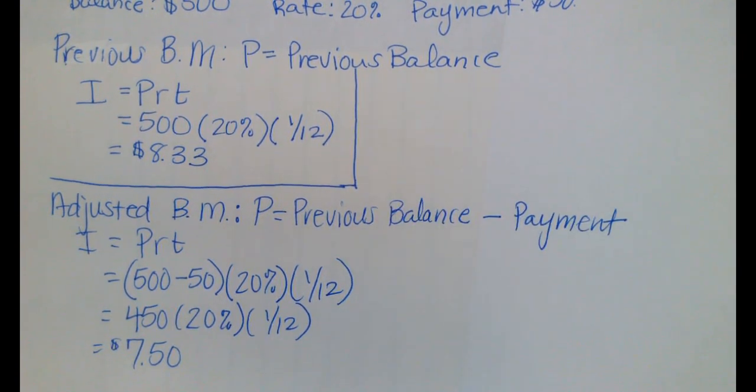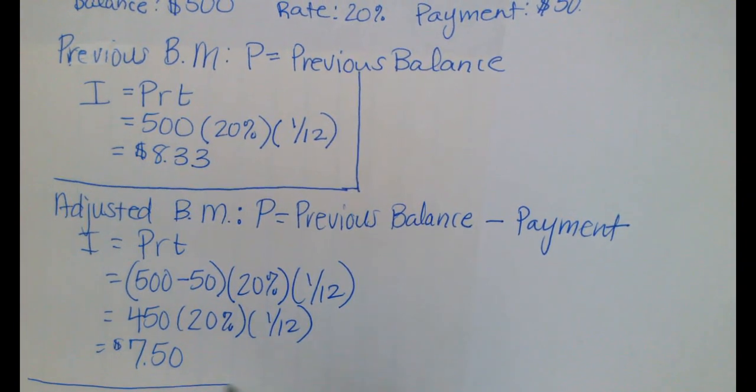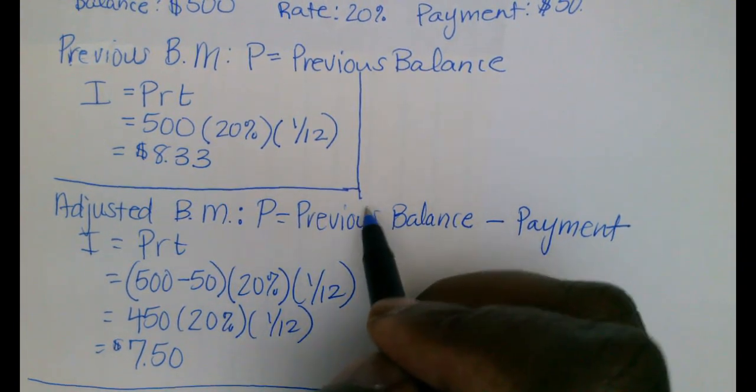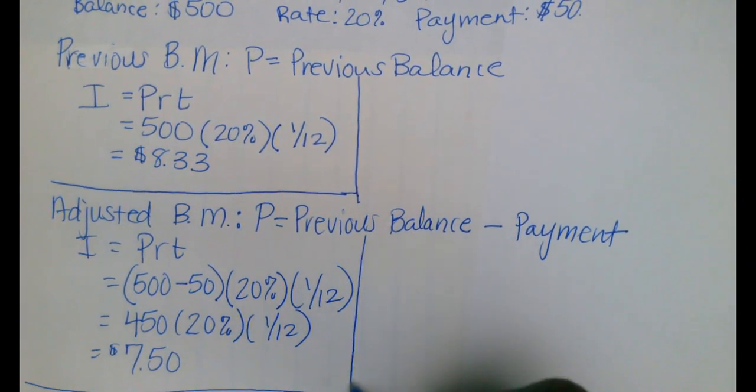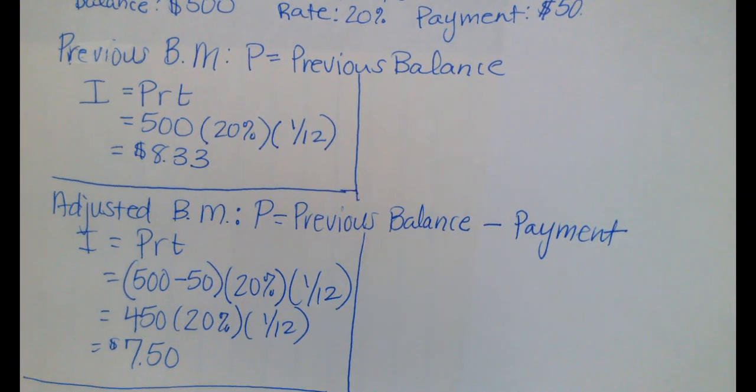So that is the adjusted balance method. Adjusted balance, they will take into account the payment you have.